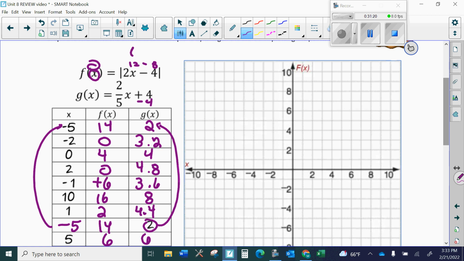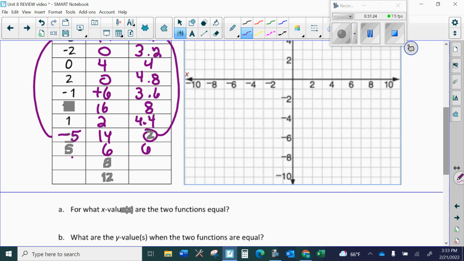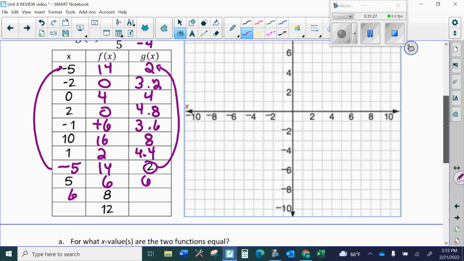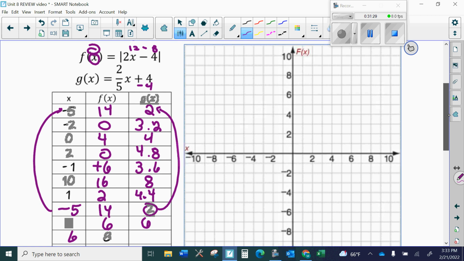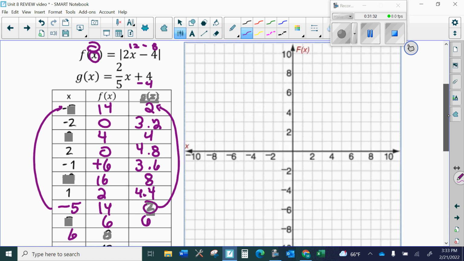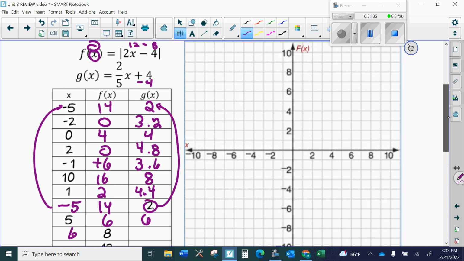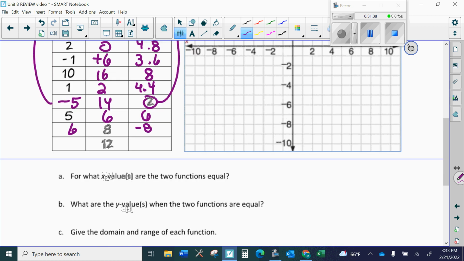Okay, so I need this to be 12 here because 12 minus 4 is 8. So 2 times 6 is 12. That's one that will work. So I can put a 6 right there. Now stick 6 into the bottom equation. And that would be 12/5 minus 20/5 is -8/5. Okay.